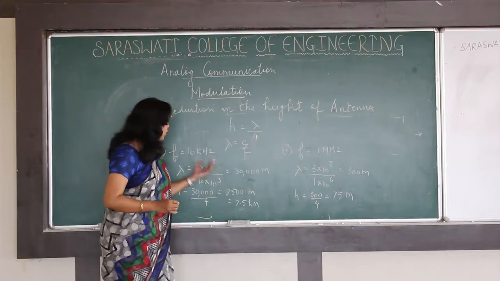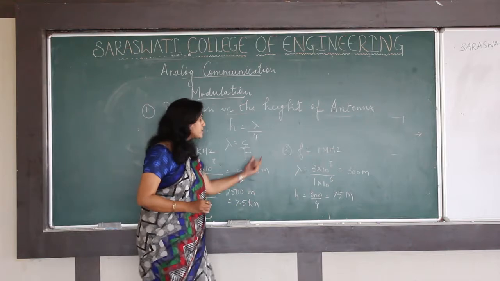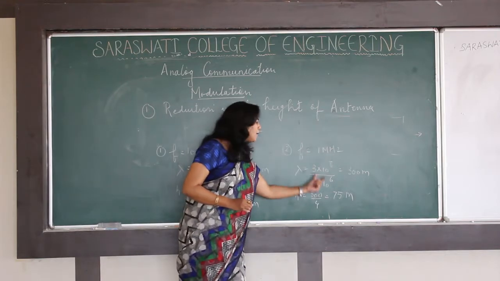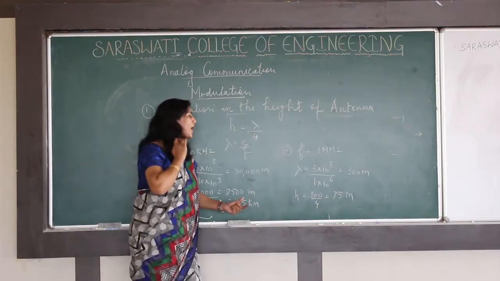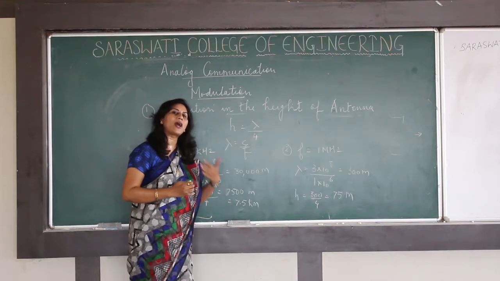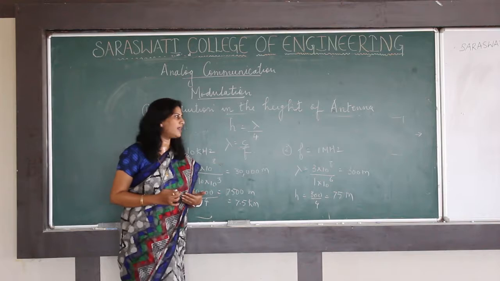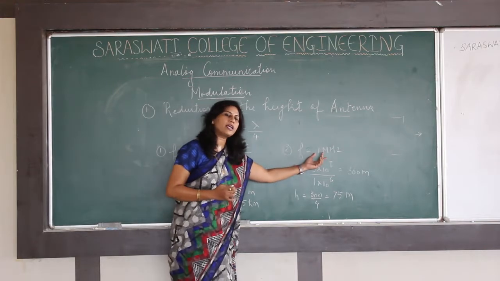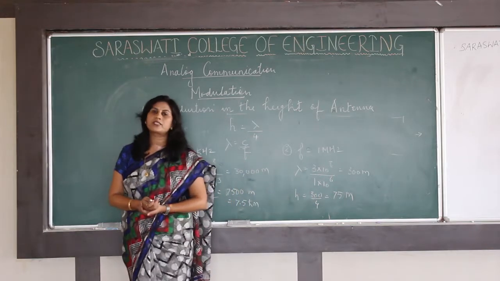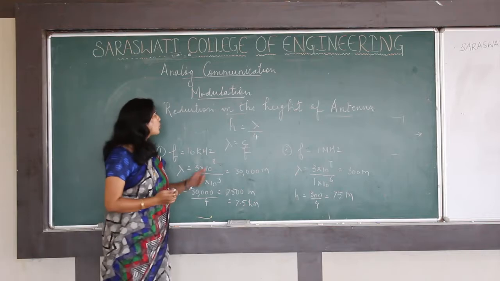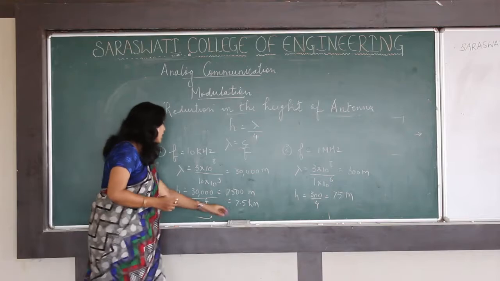As you can see now, when I transmit a low frequency signal, the height of the antenna comes out to be in kilometers, whereas if I increase the frequency of my signal, the height of the antenna decreases. Making an antenna of 75 meters is practically feasible, and that's one reason why we go for modulation. We never transmit a low frequency signal; rather we increase the frequency of the signal into the range of megahertz so that the height of the antenna also reduces. This is one main reason why we go through the process of modulation: reduction in the height of the antenna. Okay, so this is the first point.